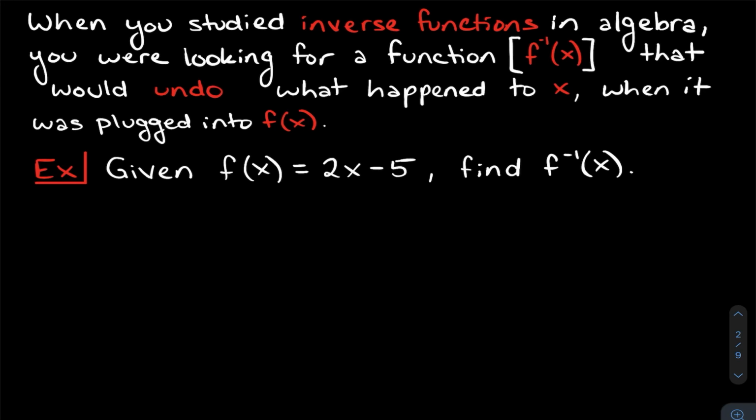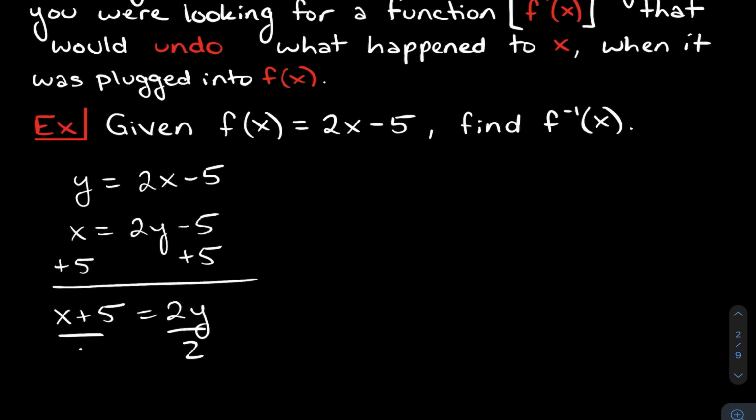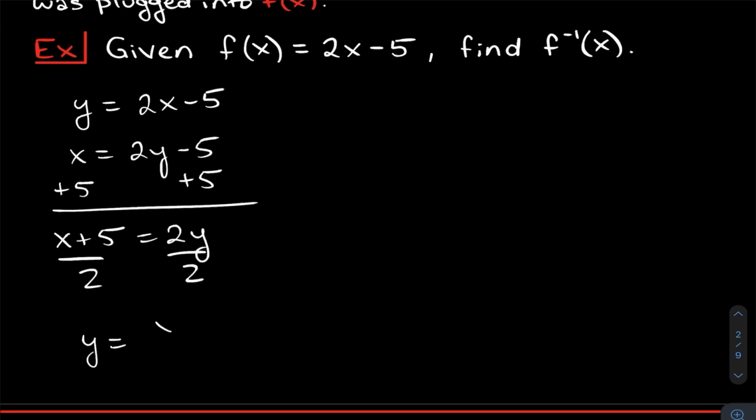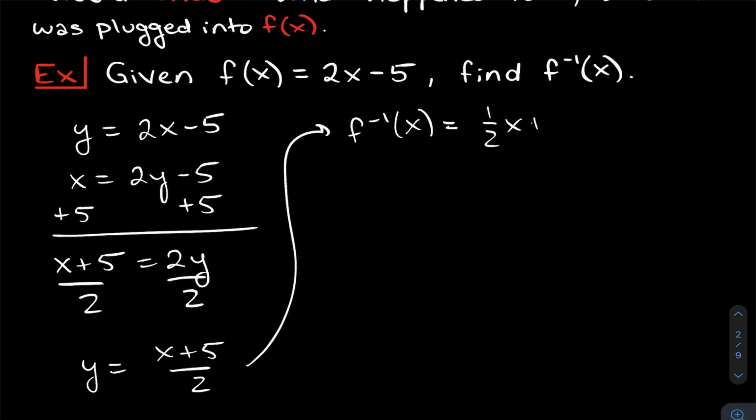So how do we find that? Well, what you would do in algebra, real quick here, you would have y equals 2x minus 5. You would switch the x's and the y's, and then you would just solve for y. So you would add 5 on both sides. You'd get x plus 5 is 2y. You'd divide by 2 on both sides, and you'd get that y is x plus 5 over 2. And so what you would say off of that is that your inverse function is 1/2 of x plus 5 halves. Right, just splitting that fraction up.